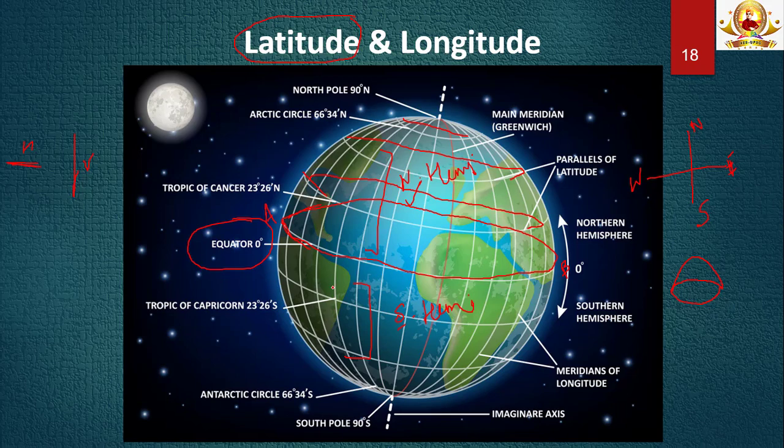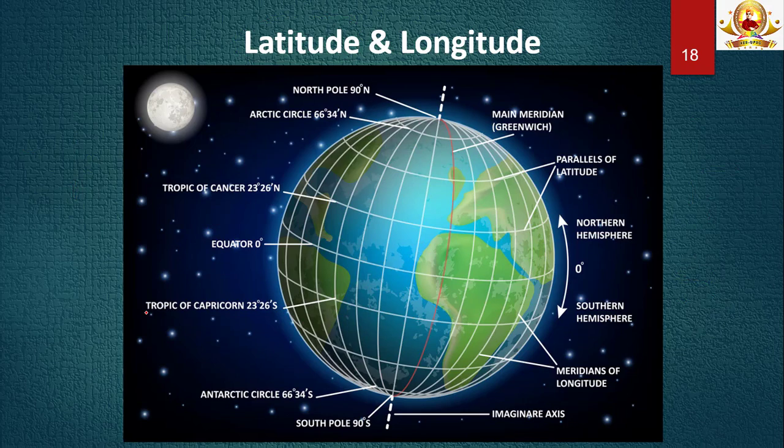Parallel lines to the equator, in the southern hemisphere also and northern hemisphere also. Three lines you can see here, but these are only three lines. These are the important latitudes. There are n number of latitudes you can draw from here to here, then from here to here.